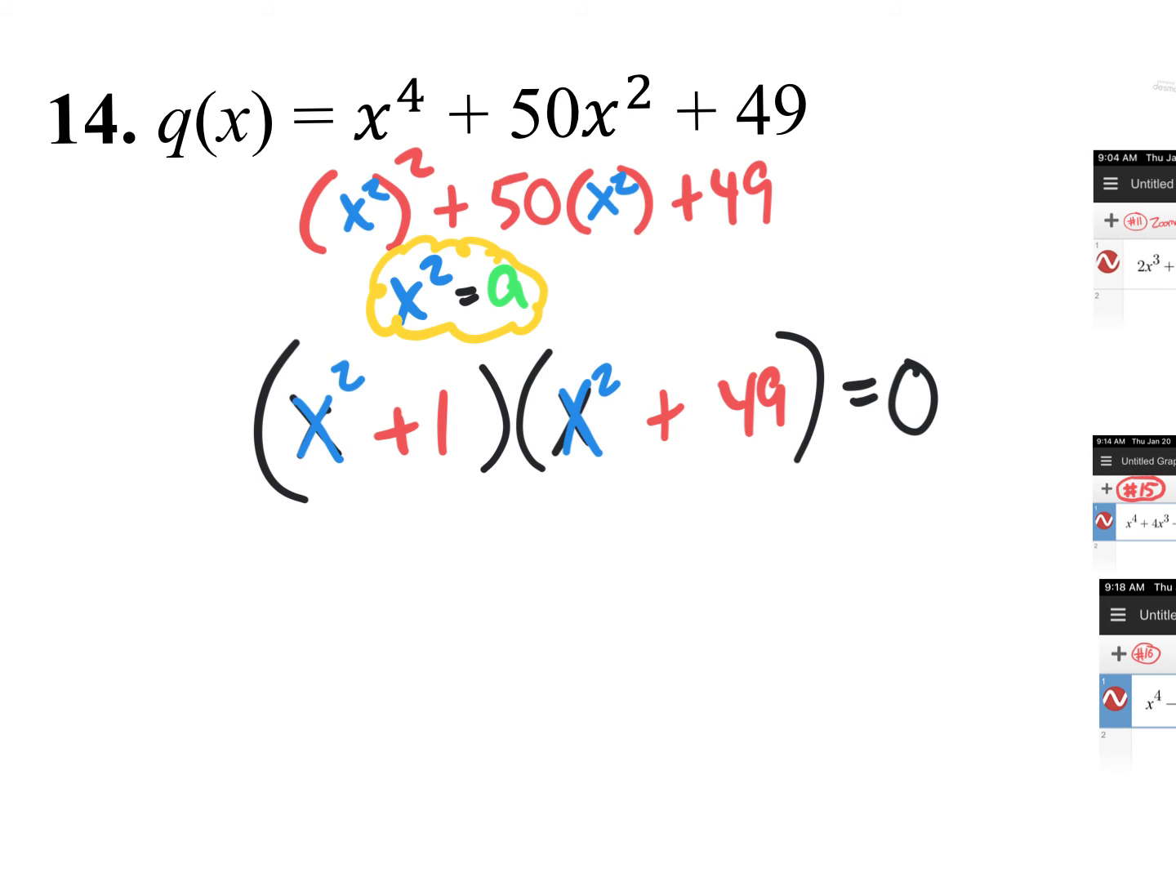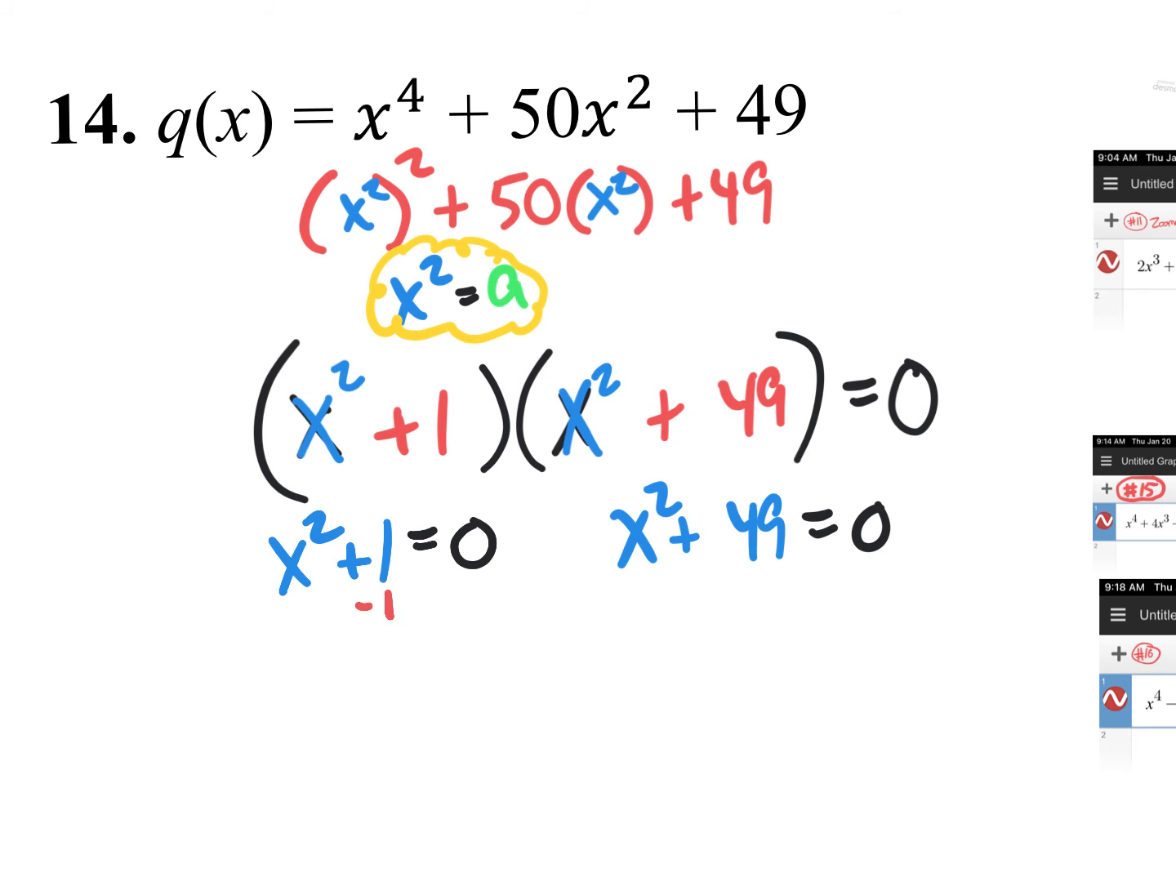And then you'd have to re-replace x squares back into a's. So if you just do them with x squares, you save yourself a little bit of time. We're still going to split them and solve. We actually have x squared plus 1, set that equal to 0. We also have x squared plus 49, and set that equal to 0, using zero product property.